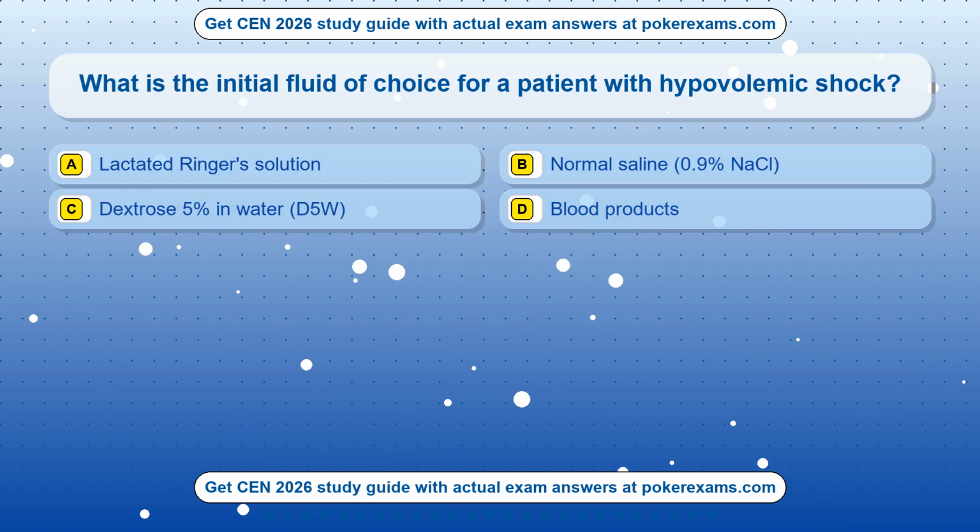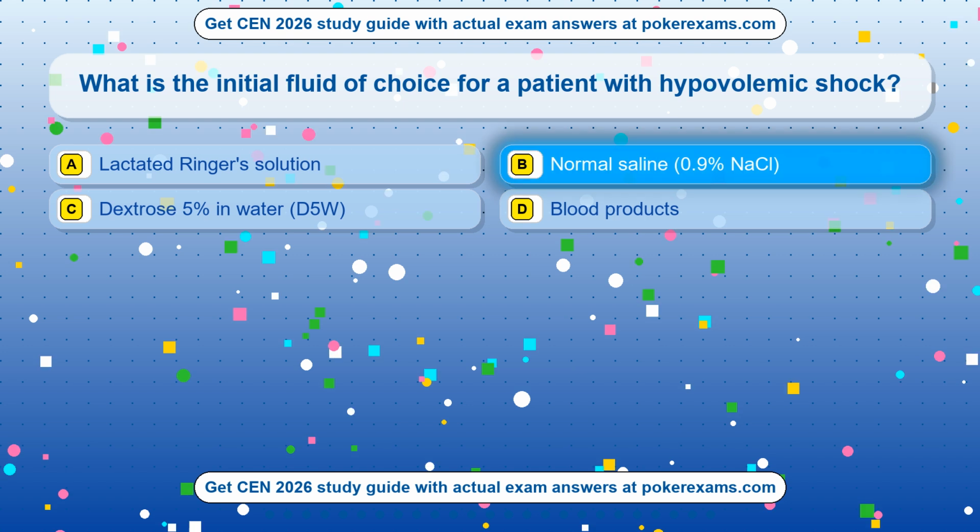Question 16. What is the initial fluid of choice for a patient with hypovolemic shock? Option A. Lactated Ringer's solution. Option B. Normal saline, 0.9% NaCl. Option C. Dextrose 5% in water, D5W. Option D. Blood products. The correct answer is option B.